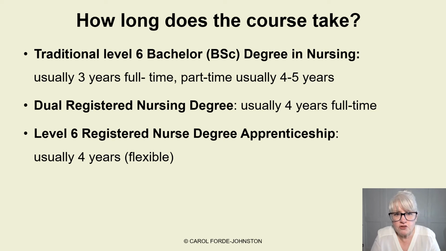A traditional level 6 bachelor degree is usually 3 years full-time, and part-time would usually be 4 to 5 years. A dual registered nursing degree is usually 4 years full-time because you're doing the 2 fields, but again you can extend for another year or 2 after that. A level 6 registered nursing degree apprenticeship is usually 4 years, and again it can be flexible over 5 to 6 years. I should say there are not as many of them available. You usually have to be working for an employer for a period of time to be able to undertake a level 6 and be supported with a level 6 registered nursing degree apprenticeship currently.